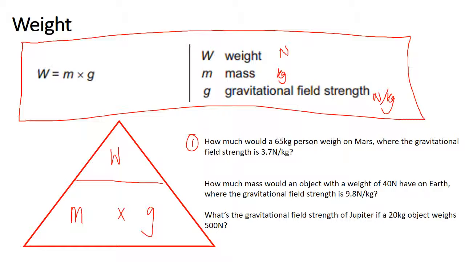Now we'll try some questions. How much would a 60 kilogram person weigh on Mars with a gravitational field strength of 3.7 newtons per kilogram? Now notice I'm underlining my key points. I've underlined what I need to find out, and I've underlined what I'm going to use to find it out. So here I need to find out weight, so I'm going to cover up weight in my triangle, and that leaves me with mass times gravity. So I'm going to do 65 times 3.7, and I'll end up with a weight of 240.5 newtons.